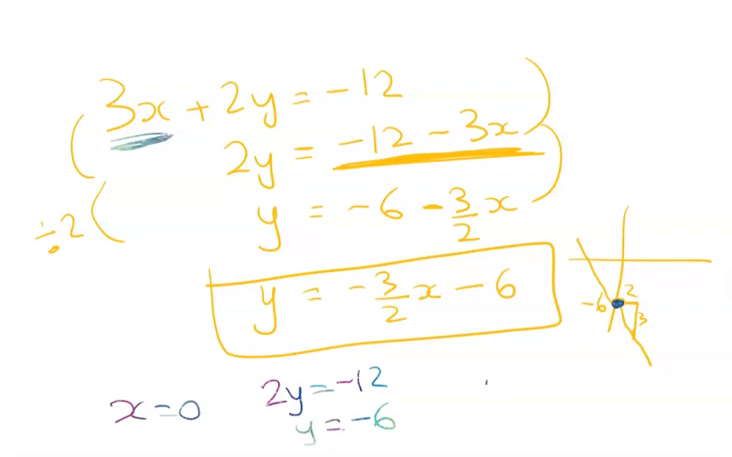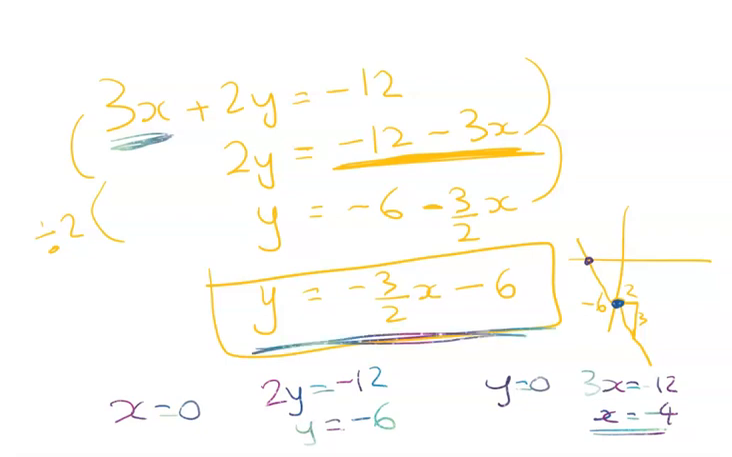Now go the other way around. When y equals 0, we've got 3x equals -12. So x is equal to -4, which is this point here. And that's a much easier way often to draw the graph. But this way is really good for making sure that you can find the gradient in the y-intercept.